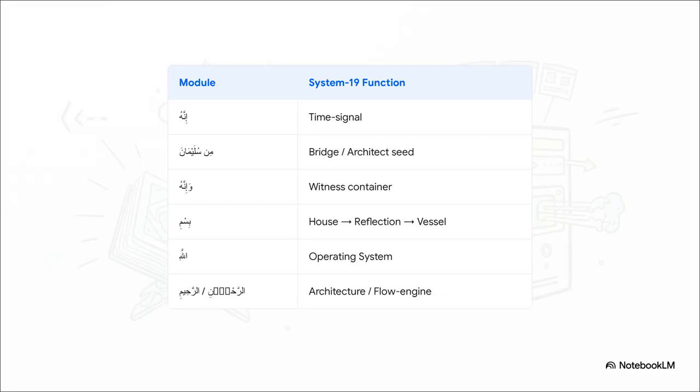The system claims the very first part of the verse acts as a time signal, kicking the whole process off. The next bit is a bridge that connects to the architect, Solomon. A witness module then confirms it. From there, the core creative part is activated, which then loads the main operating system. And finally, the last part of the verse provides the architecture and the flow engine to actually execute the program. It's a full sequence, from start to finish.